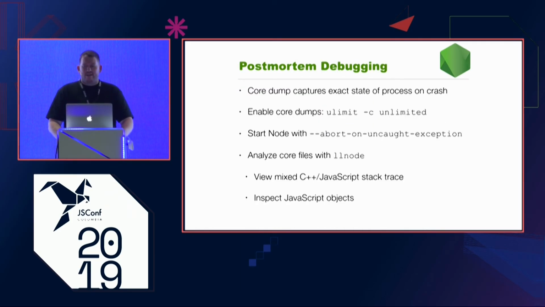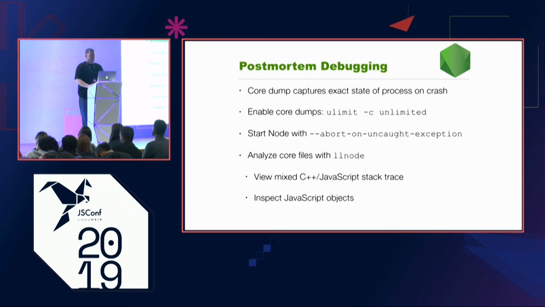Postmortem debugging is another way of getting information out of Node. This one has been around for a long time, from the days when Joyent was running the project, because they're big users of postmortem debugging. The problem with postmortem debugging is it's got a pretty high barrier to entry. You have to set up your system to collect core files. Core files are basically an exact snapshot of an application when it crashes.